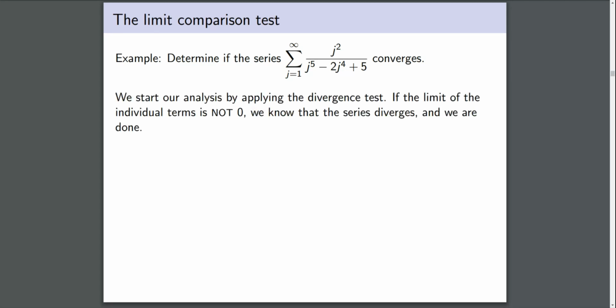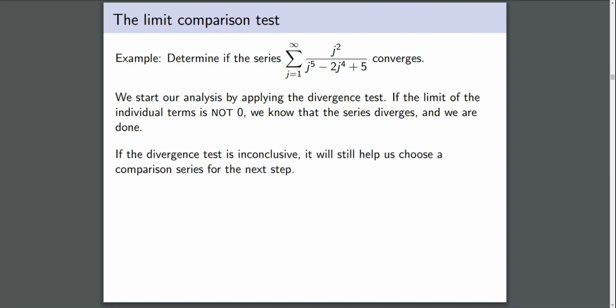Whenever we're looking at a problem of this type, our first step is always going to be applying the divergence test. So we're going to take the limit of the individual terms. If that limit is 0, then we're not sure what happens. We need to find another test. If it's not 0, then we're done. We know the series diverges.